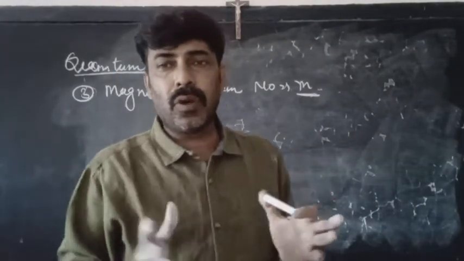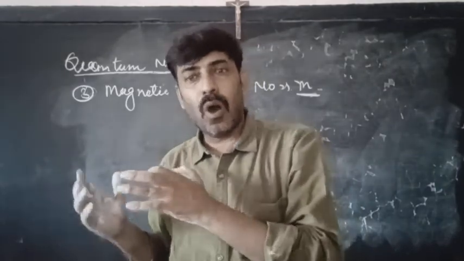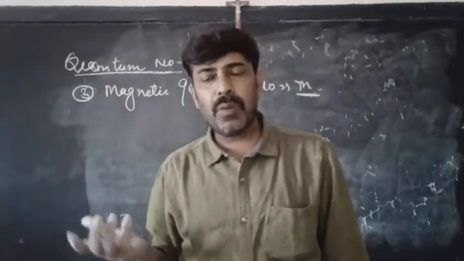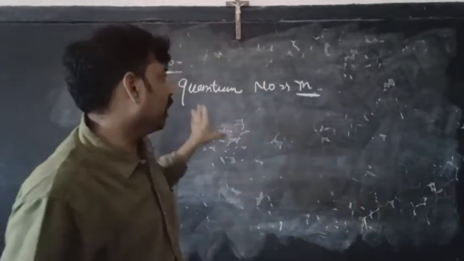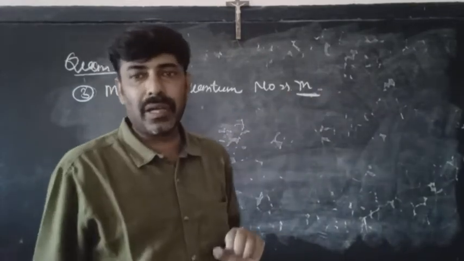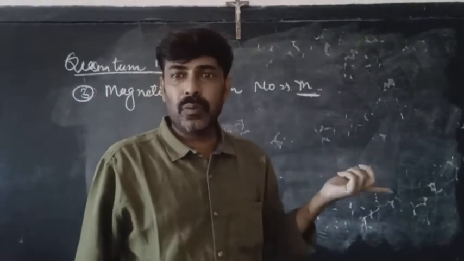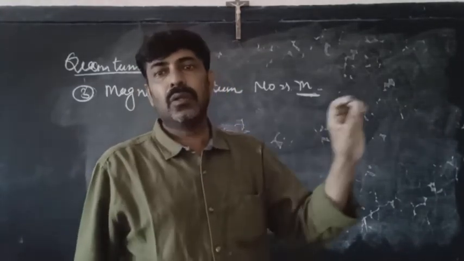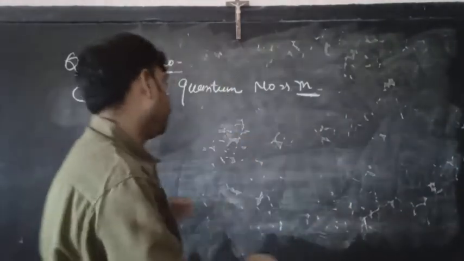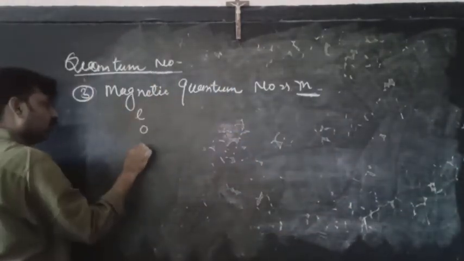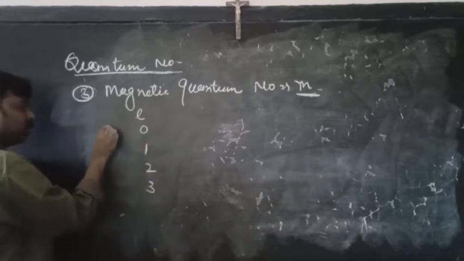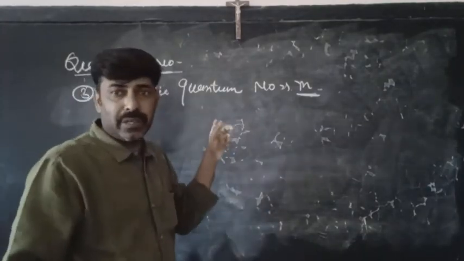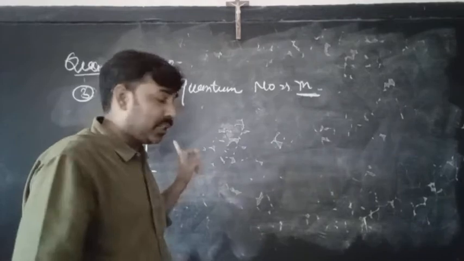So here the magnetic quantum number suggests the orbitals and their orientations. So what will be the value of the magnetic quantum number? First of all, the magnetic quantum number is represented by the small m, and with respect to the azimuthal quantum number, the value of m will be minus L to plus L including 0. That means the value of L is 0, 1, 2, 3, actually for the S, P, D and F subshell.